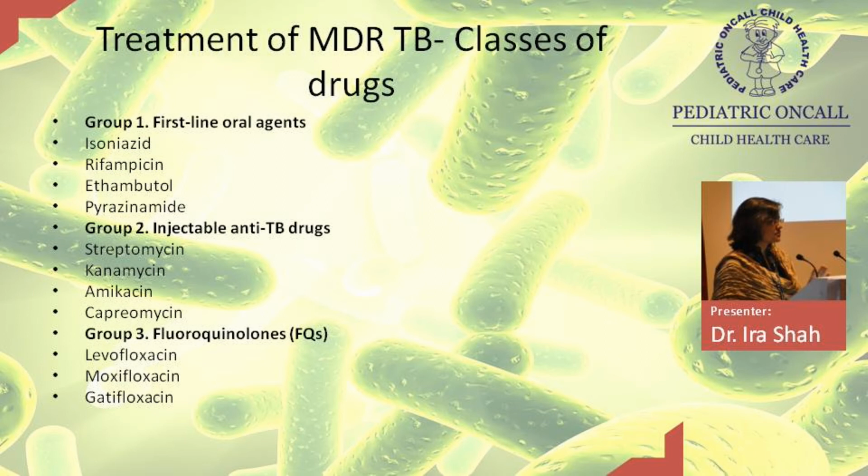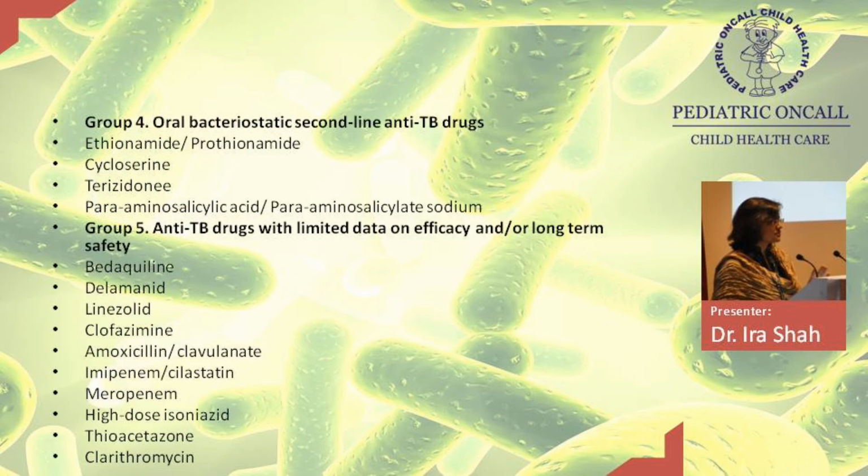Group 3 are your fluoroquinolones. Again, ofloxacin has been removed from group 3. Earlier ofloxacin was used. Now with increase in incidence of ofloxacin resistance, ofloxacin is not used, and now we start with levoflox, moxiflox, gatifloxacin though recommended in WHO, not available in India. Group 4 are your bacteriostatic drugs. Group 4 bacteriostatic are either ethionamide, prothionamide, cycloserine, terizidone and PAS.